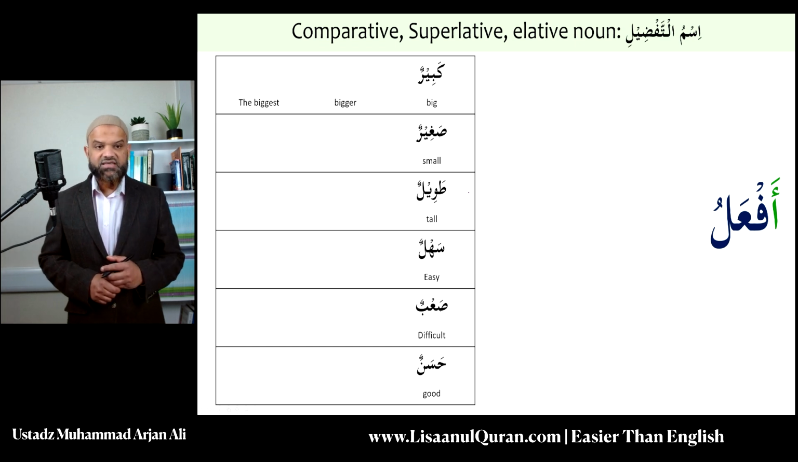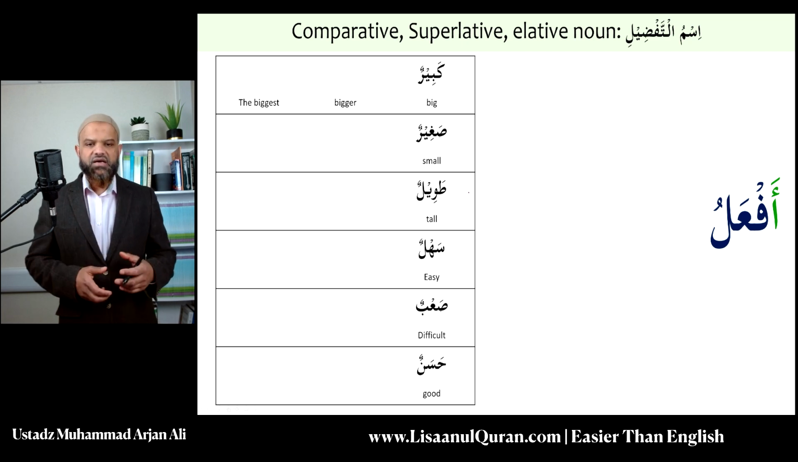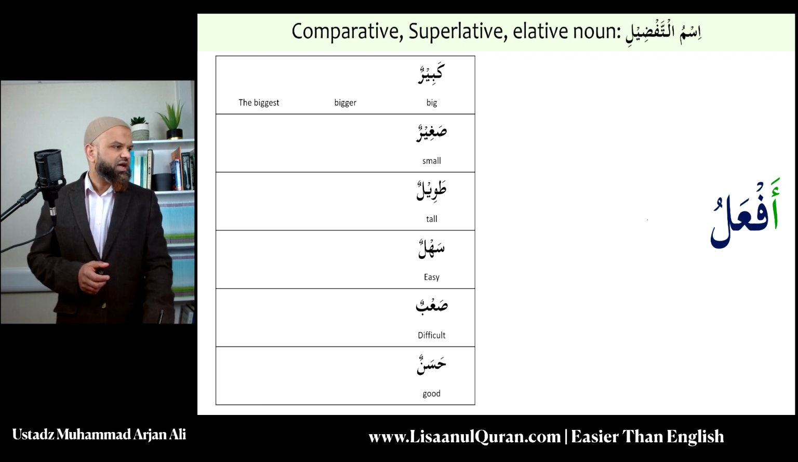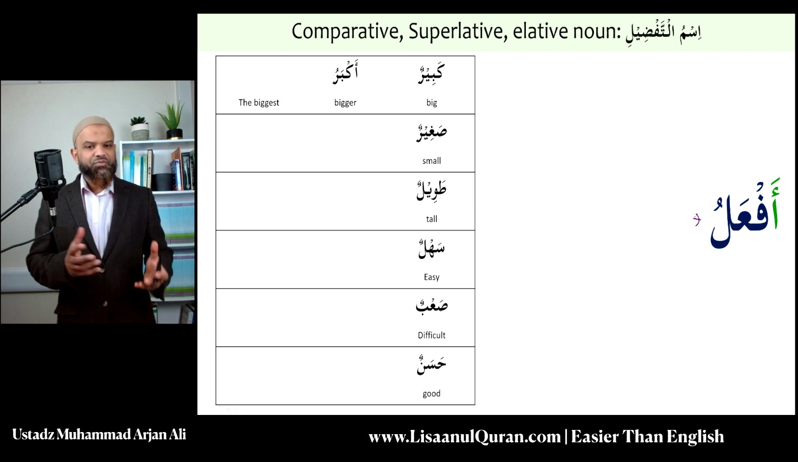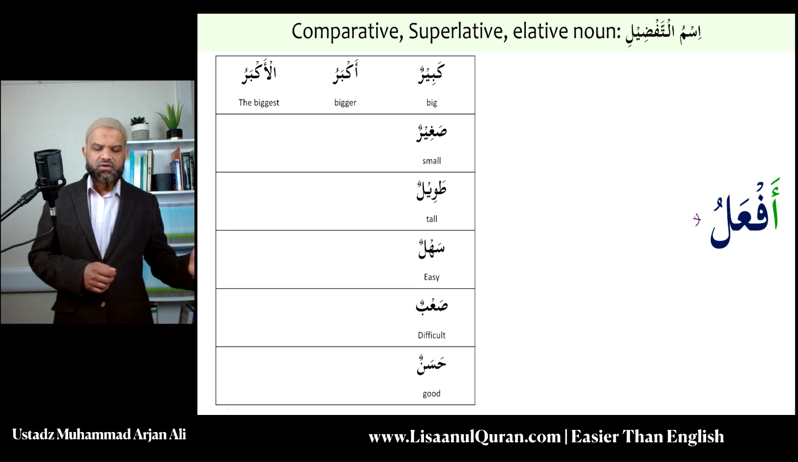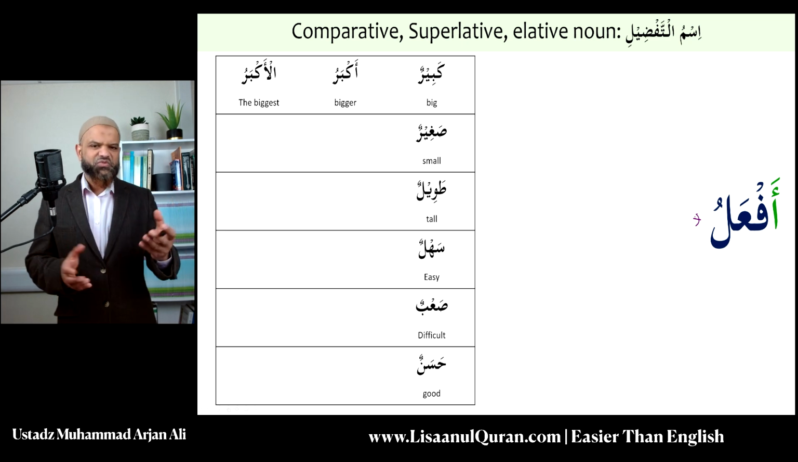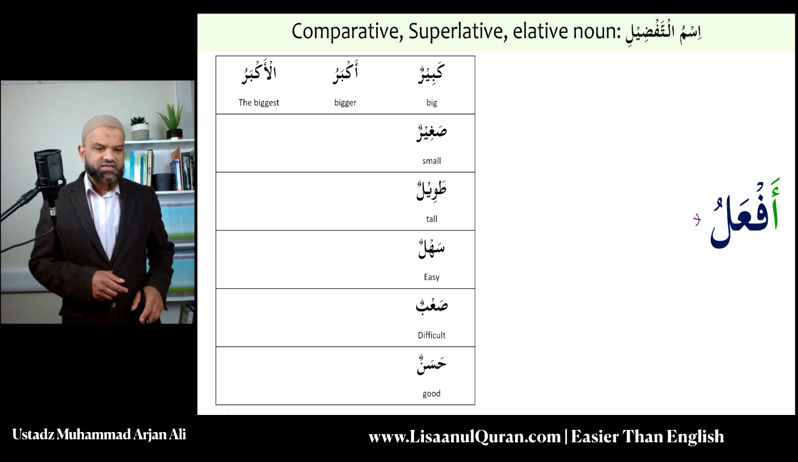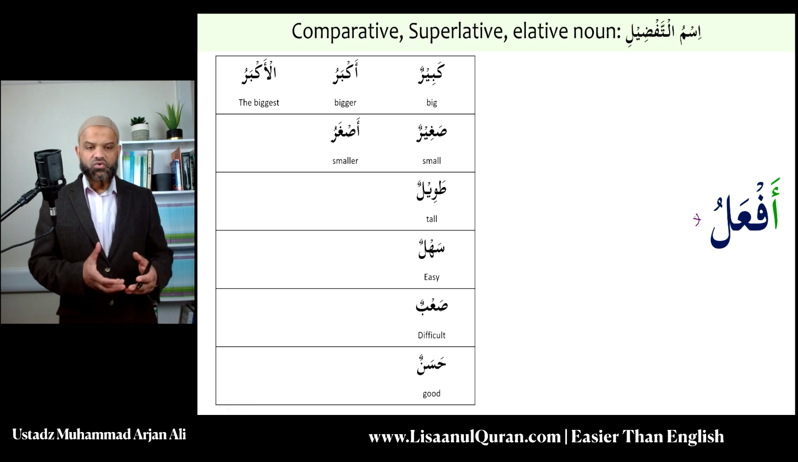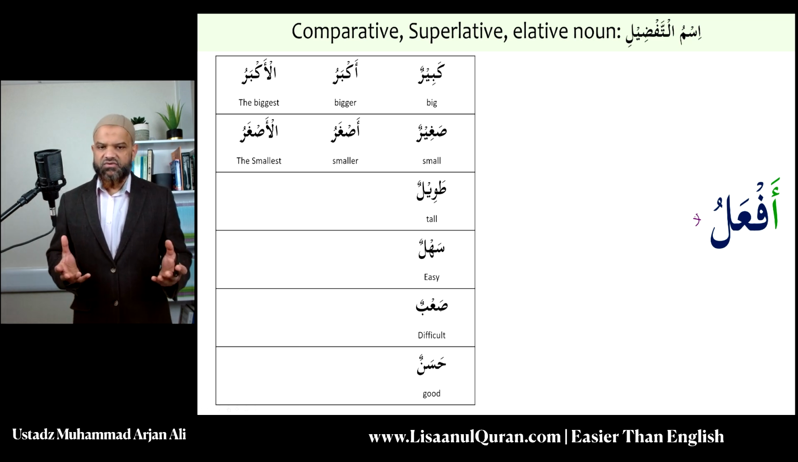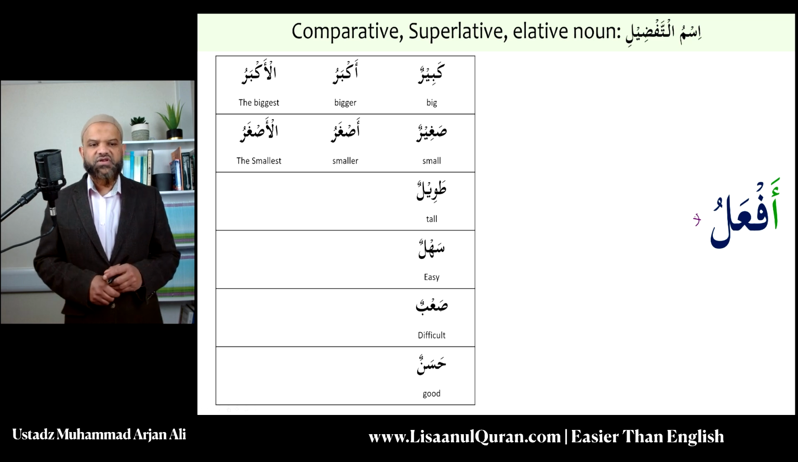So let's look at some patterns here. First one we have is kabirun. Kabirun means big. I want to say bigger. So all I need to do is put kaf, ba, and ra in this pattern. So see if you can guess what that will be. It will become akbaru, bigger. I put al in front, it'll become al-akbaru, the biggest. So kabirun, akbaru, al-akbaru. It can also mean great, greater, greatest, and so on. Saghir means small. One degree smaller, asgharu, and the smallest would be al-asgharu. So I hope you can see the pattern very beautifully done, inshallah ta'ala.